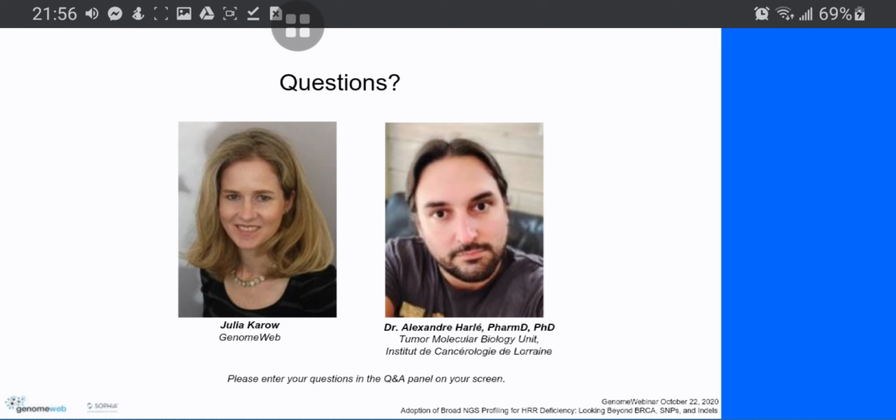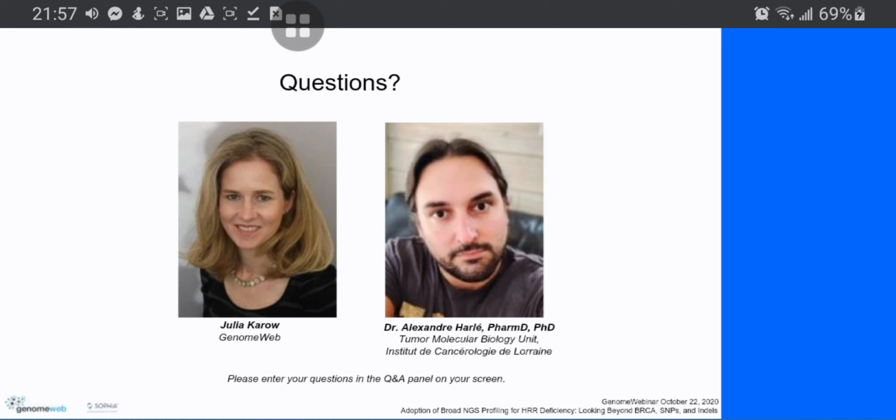Actually, we do have a couple of questions that just rolled in. One is, if you find a mutation in your panel, does that actually mean the patient will respond to PARP inhibitor treatment? Well, it depends on the mutation, of course. But sure, if we find a mutation that is definitely pathogenic and on a key gene of HRD, we will assume that HR will be deficient.